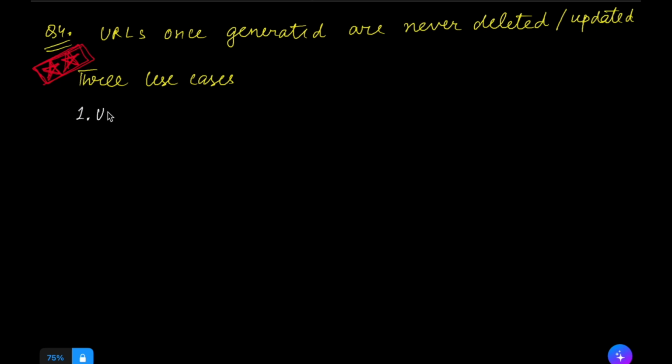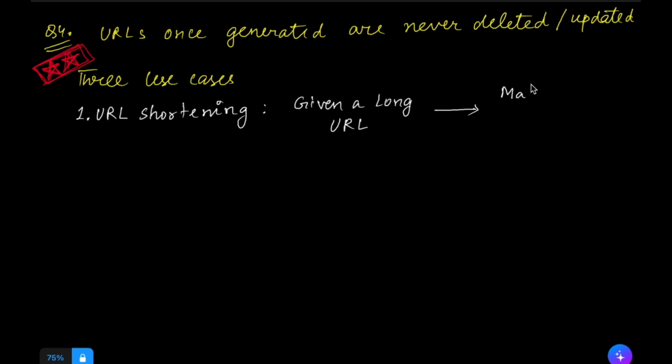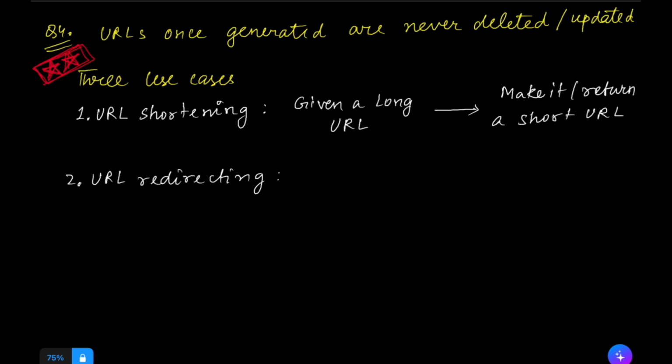One is URL shortening, which is basically, given a long URL, make or return a short URL. Second is URL redirecting, like given a short URL, redirect it to the longer URL.